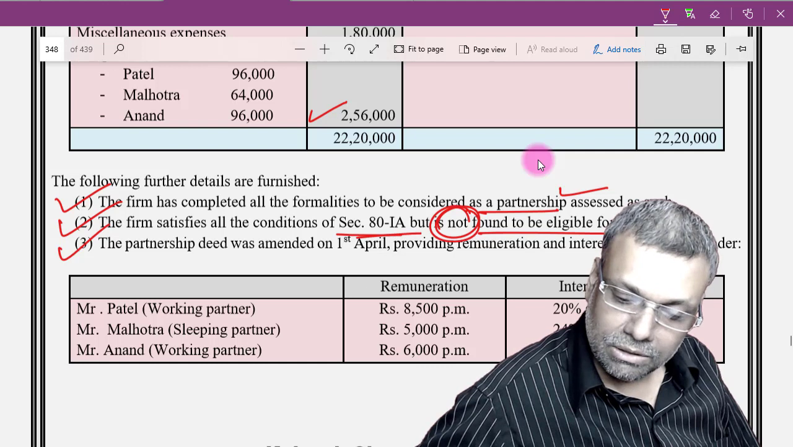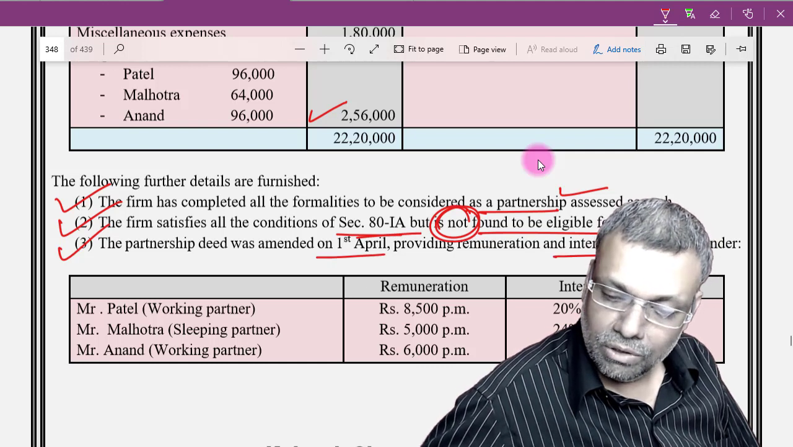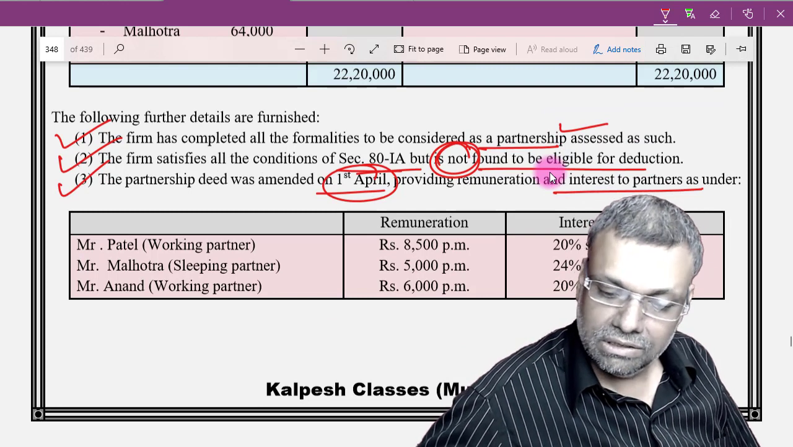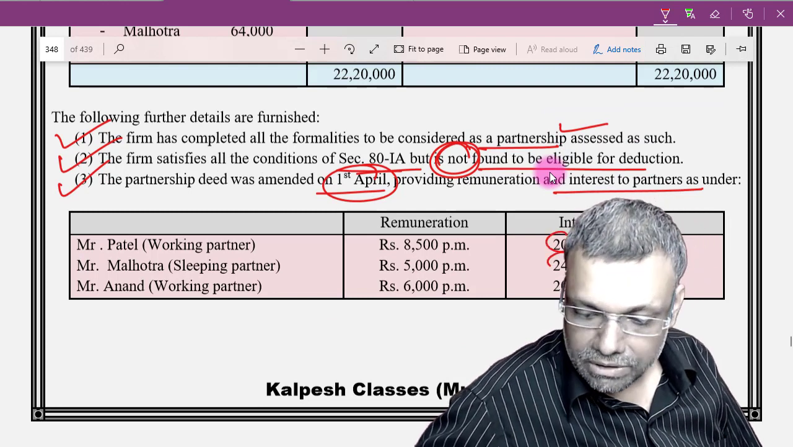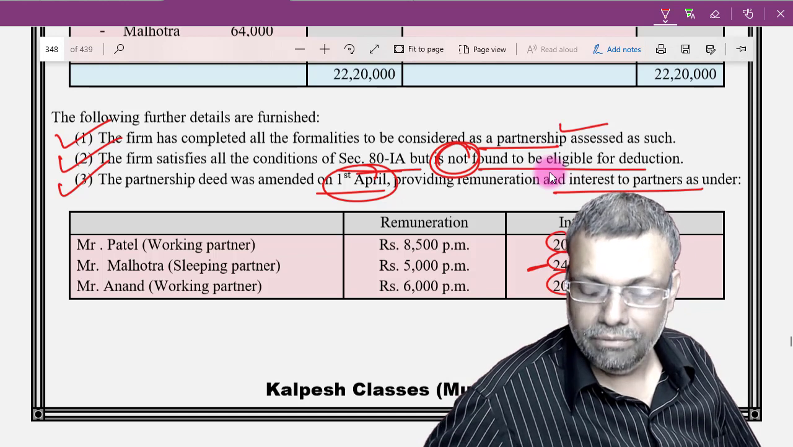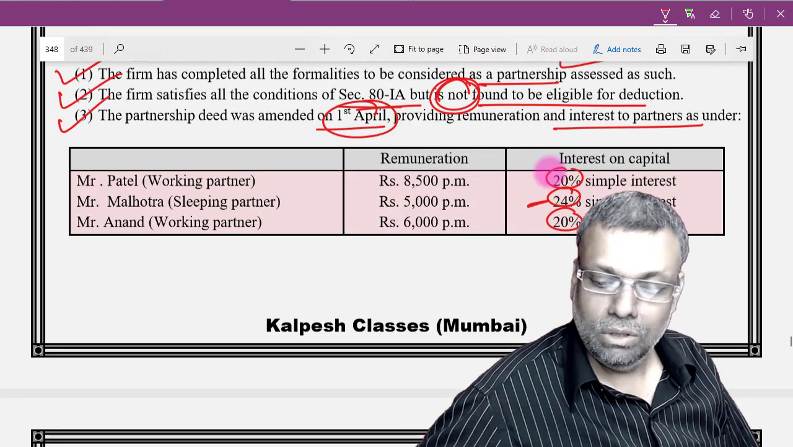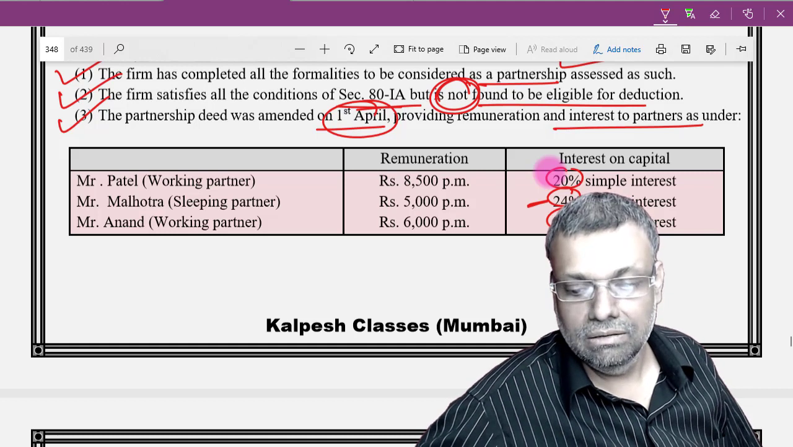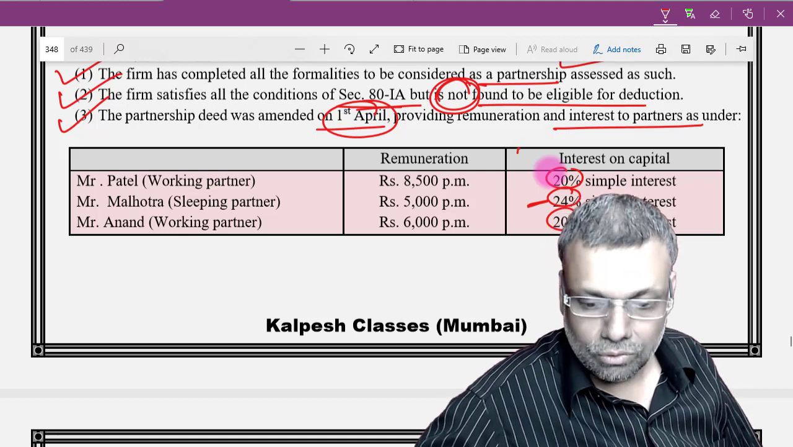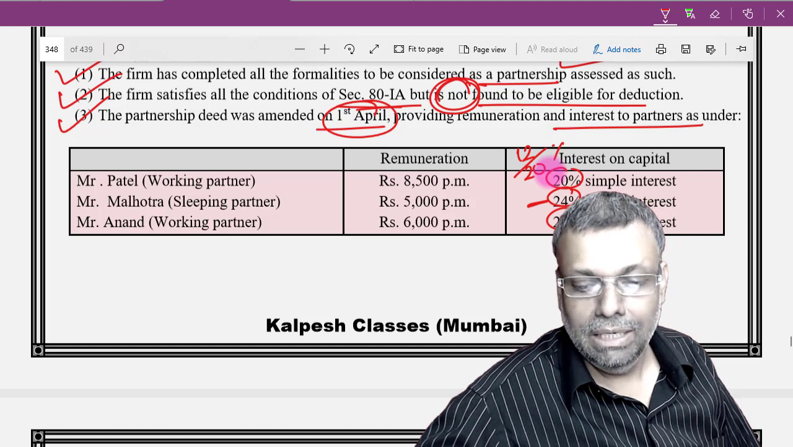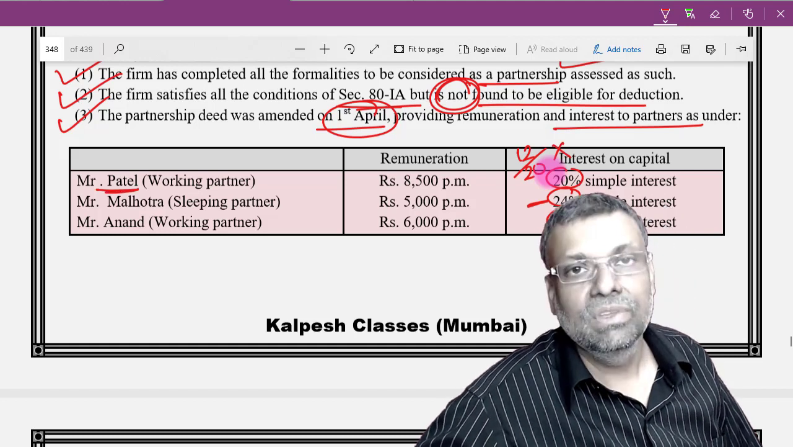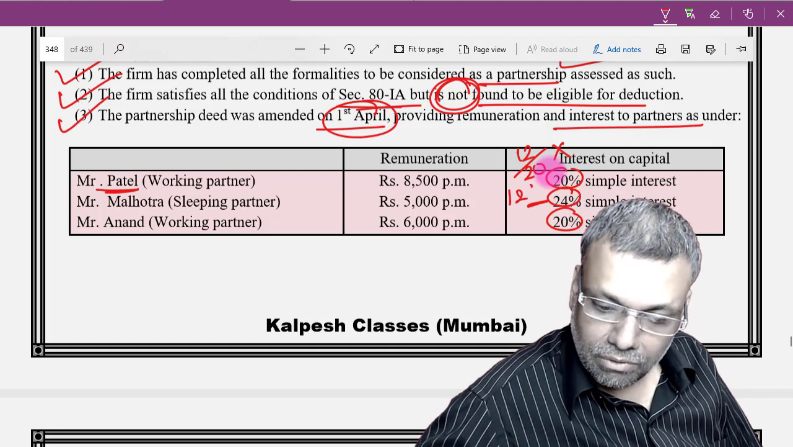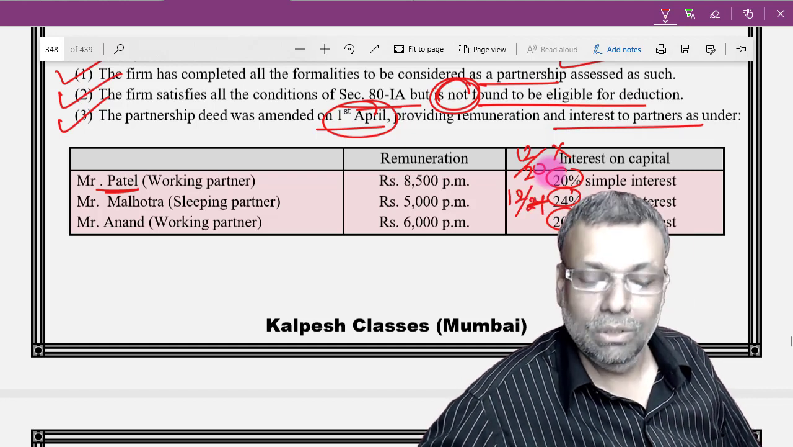Point number 3, partnership deed was amended on 1st April, providing remuneration and interest as under. So on 1st April, that period will not be a problem. Remuneration is this figure, interest is this figure, it is 20%, 24%, don't forget this is 24%. So total interest first of all we will add completely. Then it was 20%, so 12 by 20 multiplied by what is paid to Patel, that much will be eligible for 40B. Similarly, we'll have to do for Malhotra, we will do 12 by 24 multiplied by Malhotra's interest.